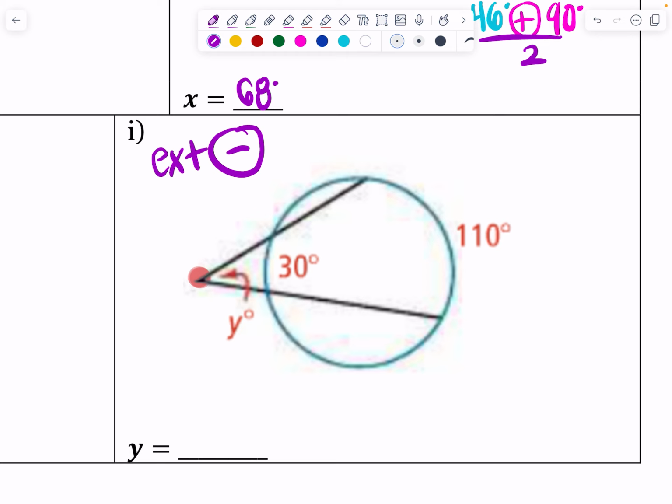Okay, so let's go ahead and color code it. What kind of lines do we have here? Looks like we've got a secant line and another secant line. So that creates this angle on the exterior of this circle. How do I find that angle?